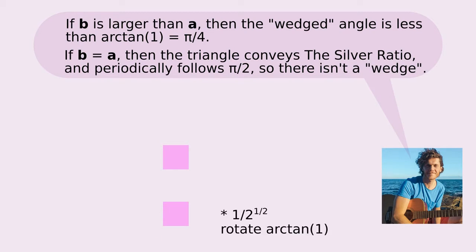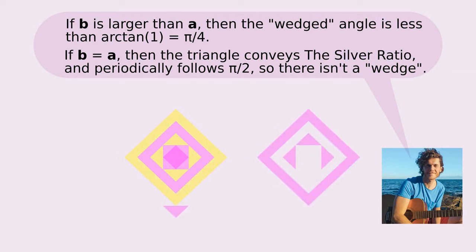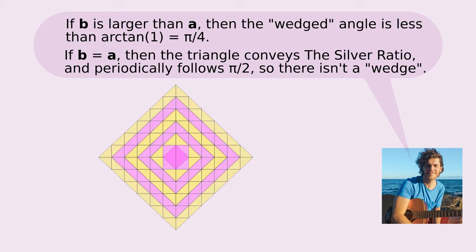Times 1 half to the square root, rotate by arctan 1. Times 1 half, rotate by 2 arctan 1. Rotate 2 times arctan 1 over 1.